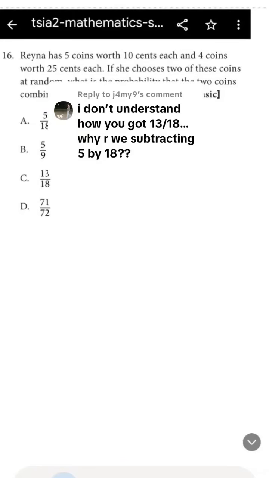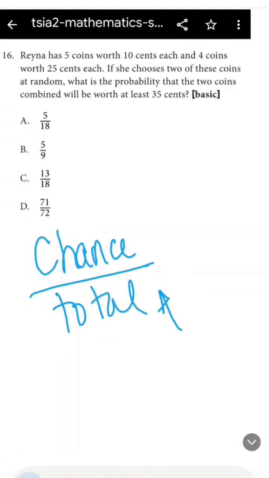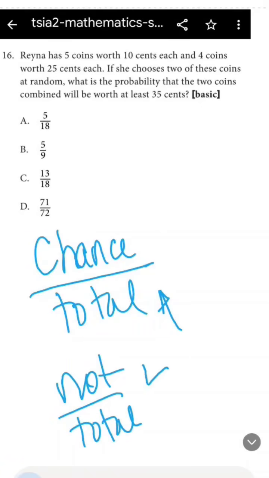Why did I subtract 5 and get 13 over 18? Because probability is going to be the chance of something happening out of your total chances. Well, what is my total amount of chances composed of? That would be the chance of something happening and the chance of something not happening, which is called your complement probability, and that's what I found.